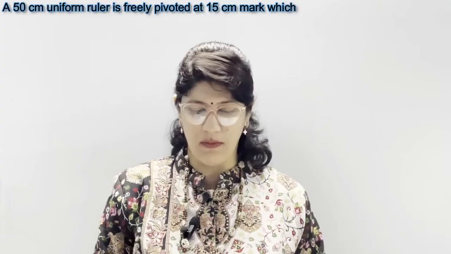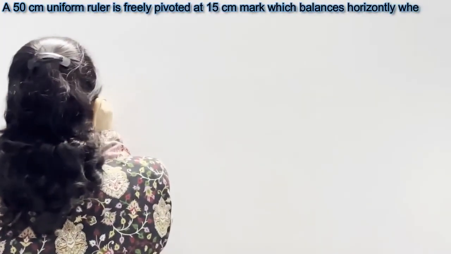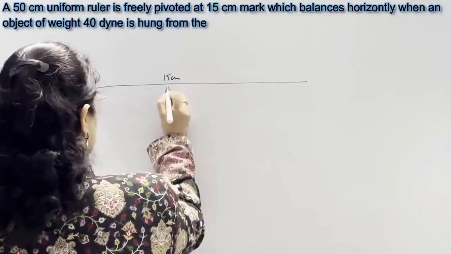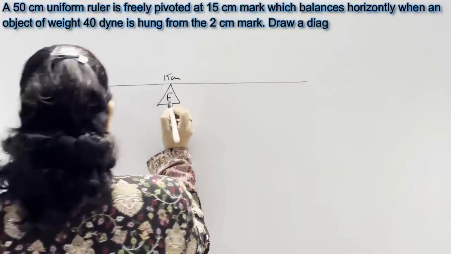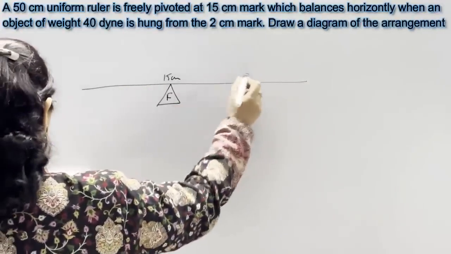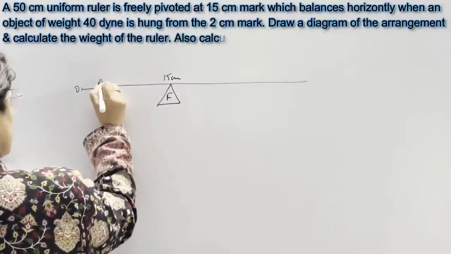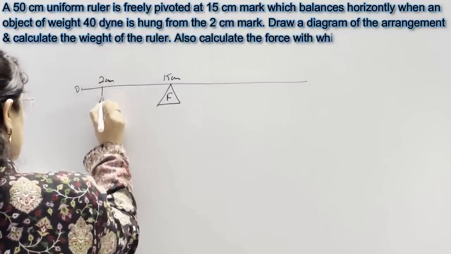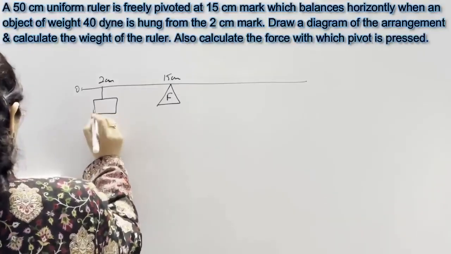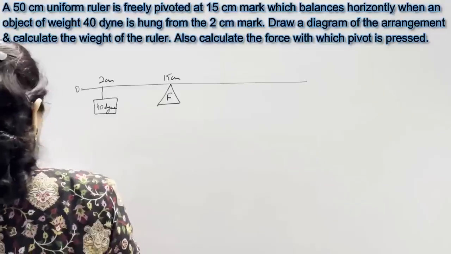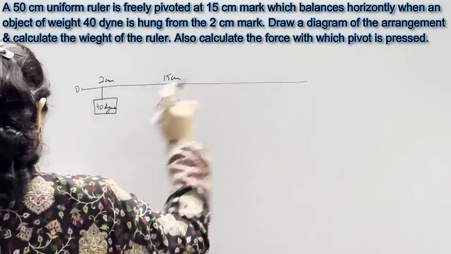In this numerical, a 50 centimeter uniform ruler is freely pivoted at the 15 centimeter mark. At 15 centimeter it is pivoted, it means the fulcrum is at the 15 centimeter point. This is the position of the fulcrum, which balances horizontally when an object of 40 Dyne is hung from the 2 centimeter mark. This is 0, this is the 2 centimeter mark. At the 2 centimeter mark, a weight of 40 Dyne is hung. Draw a diagram of the arrangement and calculate the weight of the ruler.